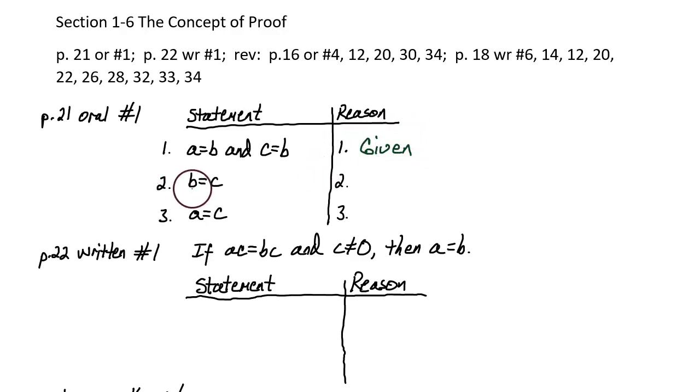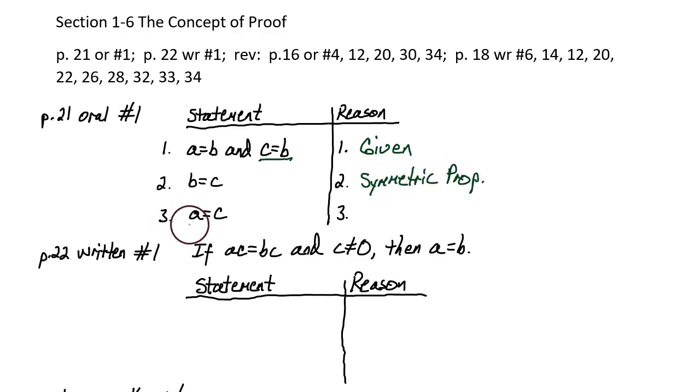The next statement is B equals C. The connection of this statement to the one just before is that B equals C is the same thing as this equation, but the left and right sides have been switched. The algebra property that justifies that is called the symmetric property.